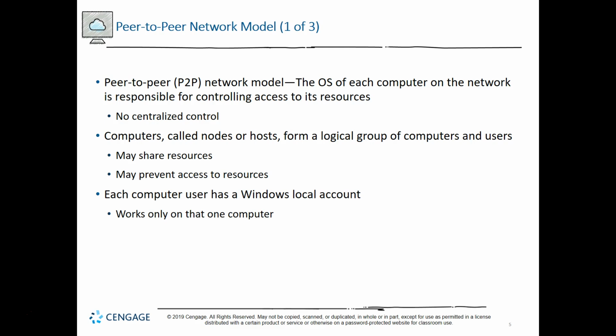So the very first network model we're going to look at is something called peer-to-peer. In peer-to-peer, every computer is on the network. There isn't one that's responsible for controlling access. Everybody can kind of see each other, but there's no centralized control.